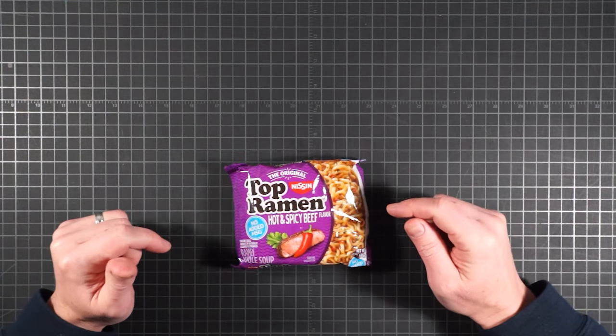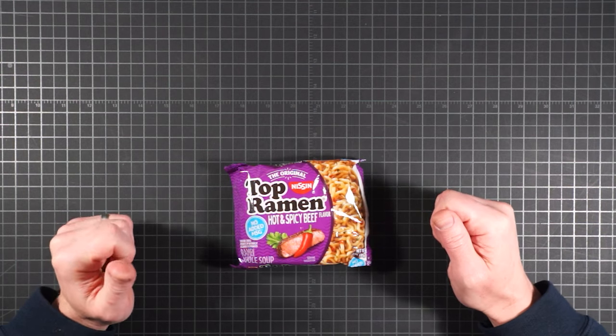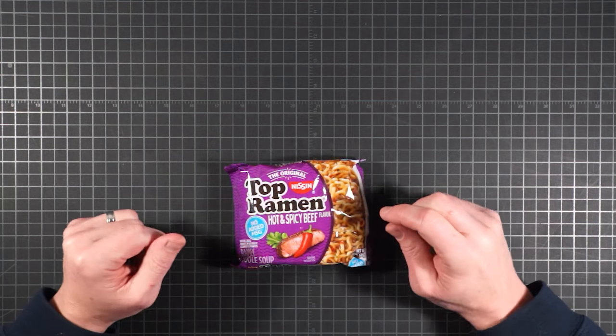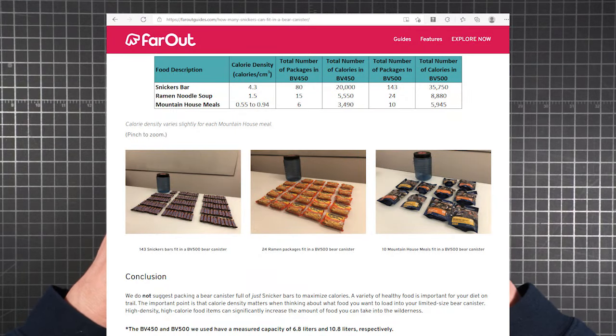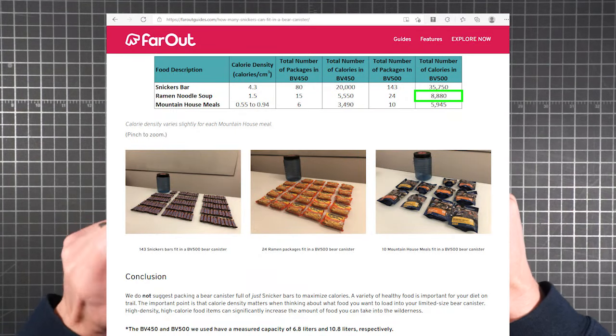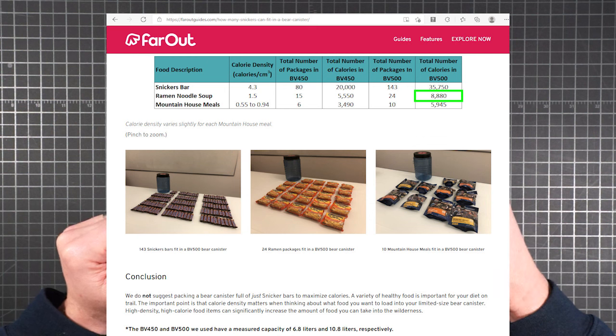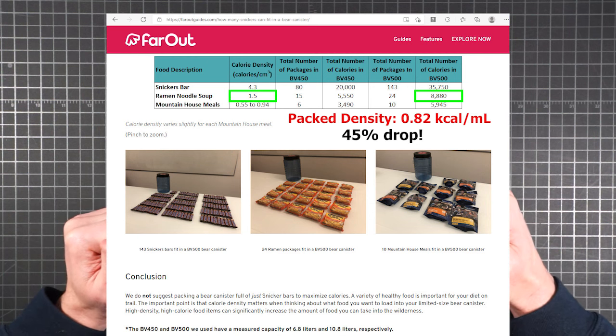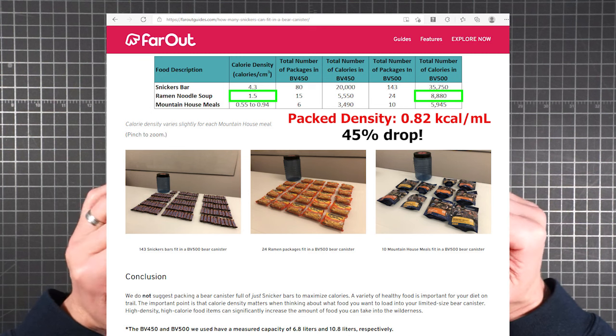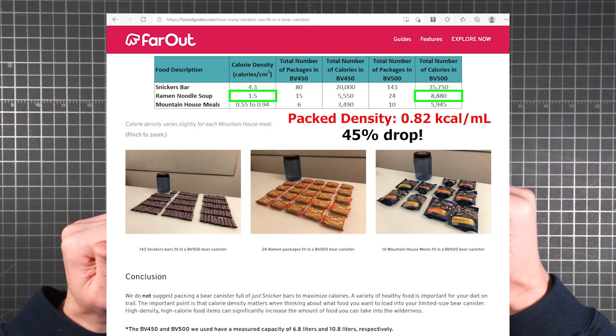For ramen, it's even worse. They start out at a low 1.5 calories per milliliter. The weave of the noodles isn't that tight, so there's a lot of wasted space. And the packages are larger, so the stacking is worse still. Those 80 calories in the canister equate to a functional 0.82 calories per milliliter, which is an even bigger 45% drop in density than with the Snickers bars.